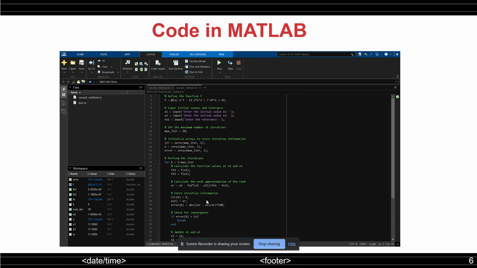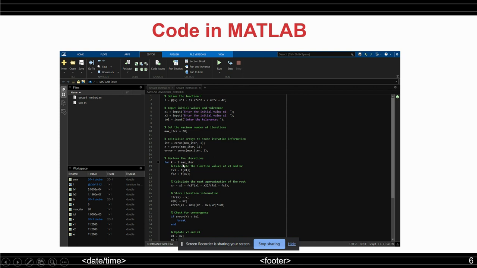Now, let us observe the code. Initially, we are taking a function f. Here we are taking x cubed minus 12.2 x squared plus 7.45 x plus 42. Then we are guessing two initial values, x1 and x2. Then we are giving a tolerance value such that the tolerance should be followed. We are setting the maximum number of iterations here, that is 20.